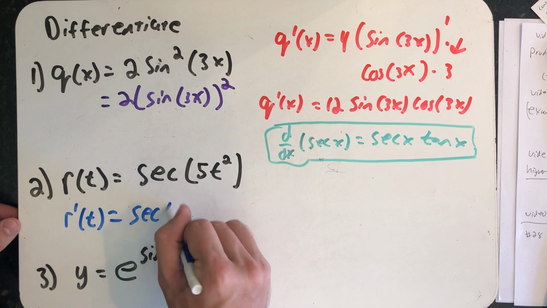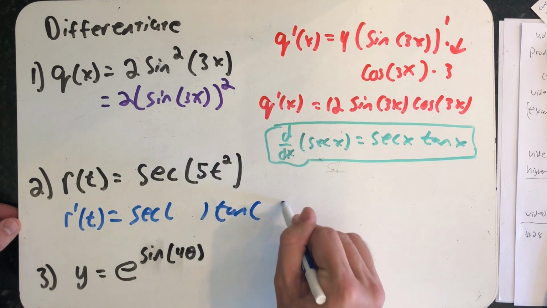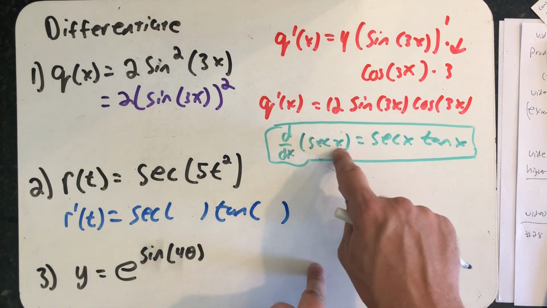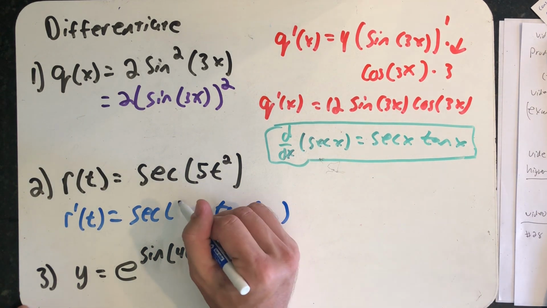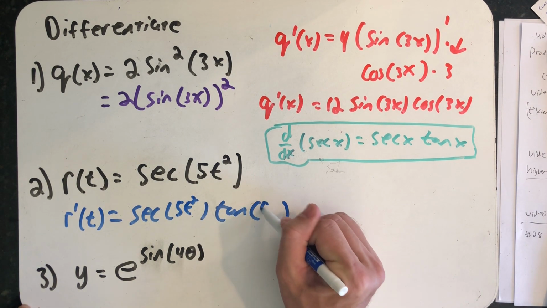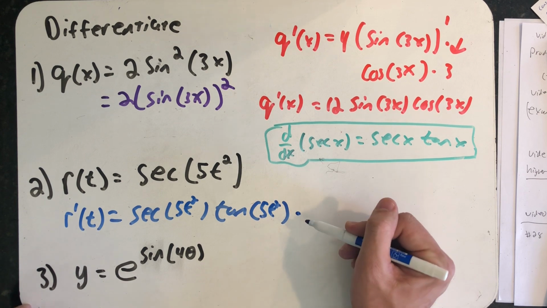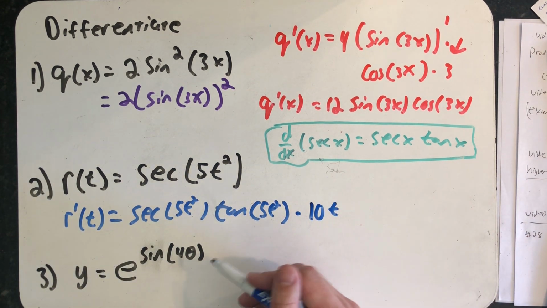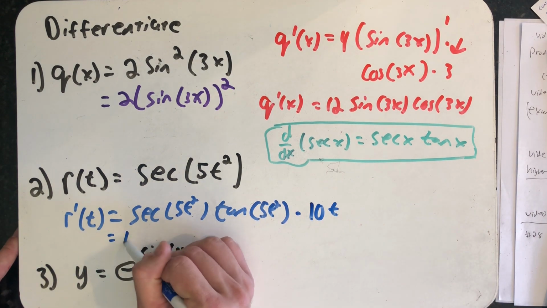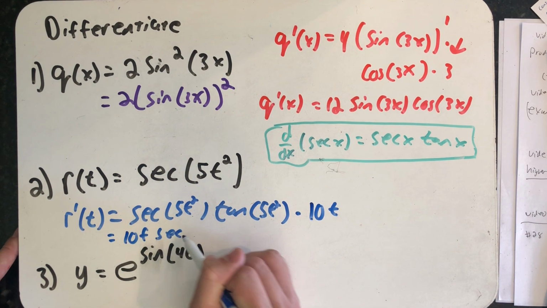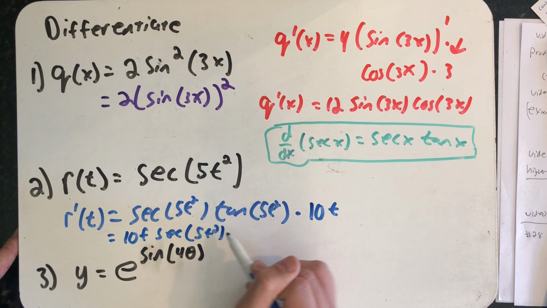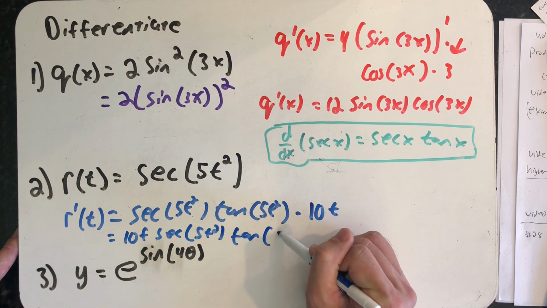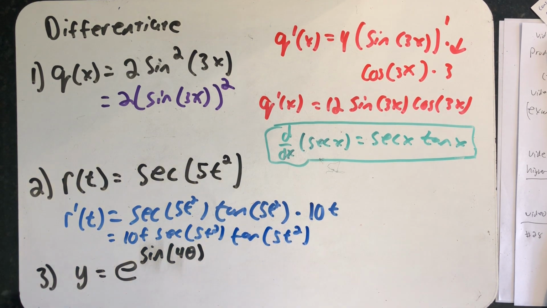is secant tangent. And I'm supposed to leave the inside alone, so whatever was on the inside of secant goes in both places. So that's a 5t squared, and this is a 5t squared as well, times the derivative of the inside is 10t. And I would usually write that down as 10t secant of 5t squared times tangent of 5t squared. I like writing the easier part out front, though it really doesn't matter.